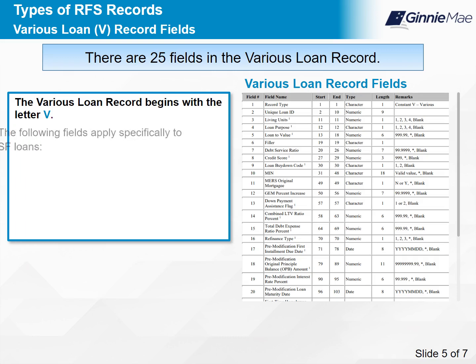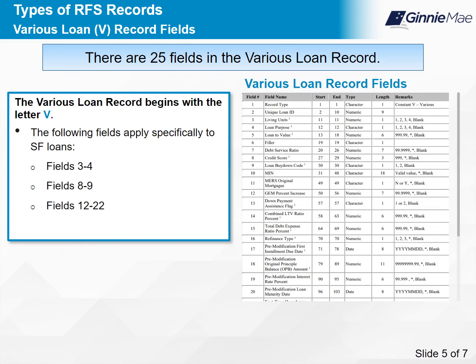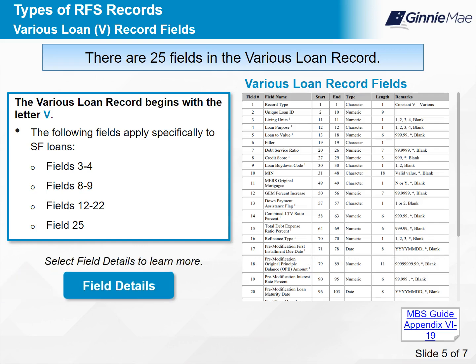The following fields apply specifically to SF loans: fields 3 and 4, fields 8 and 9, fields 12 through 22, and field 25. The complete various loan record table is detailed in the Appendix 6-19 on page 23. Select Field Details to learn more about each of these fields. Select Next to continue when you are ready.